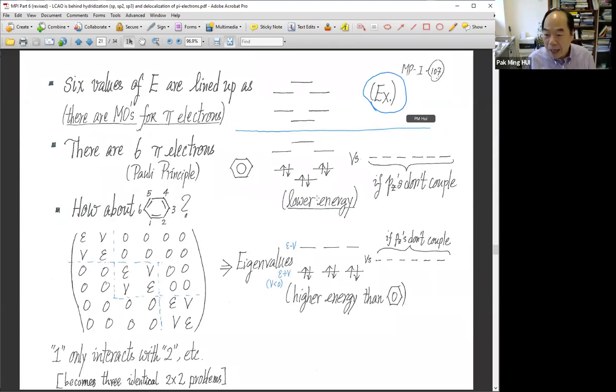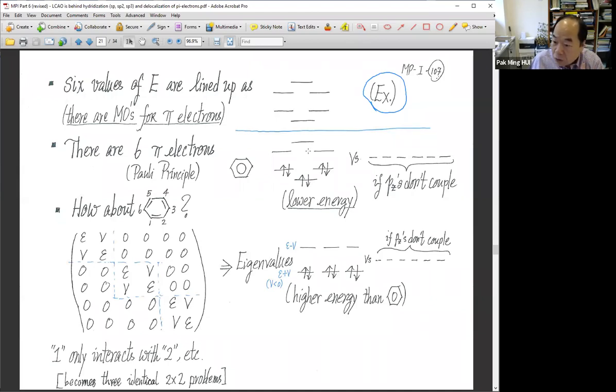But I would like to show you the 6 energies. They are lined up as follows. 1, 2, 3: these 2 are degenerate, they are alpha plus beta. And then alpha minus beta, and then alpha minus 2 beta. Beta is negative; I mean epsilon minus 2V. Sorry. So these are the 6 MOs.